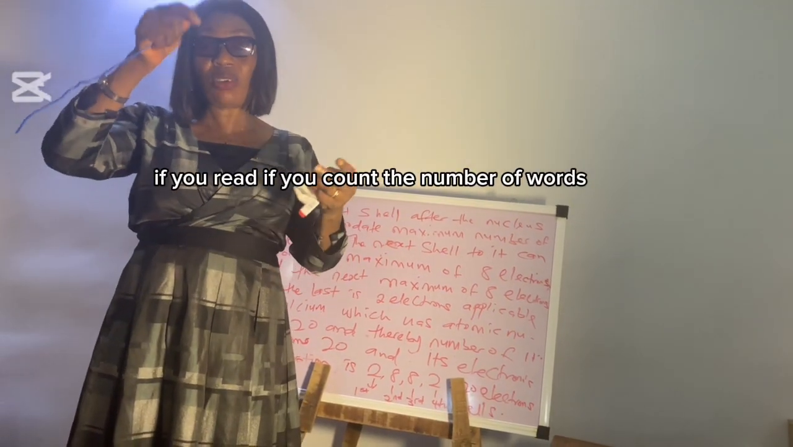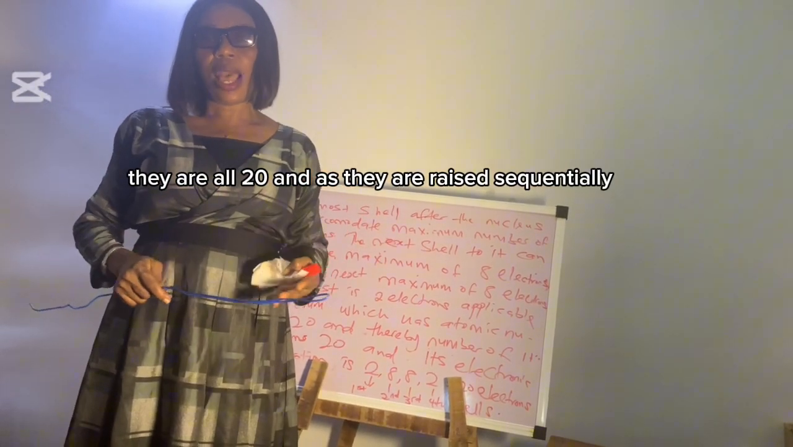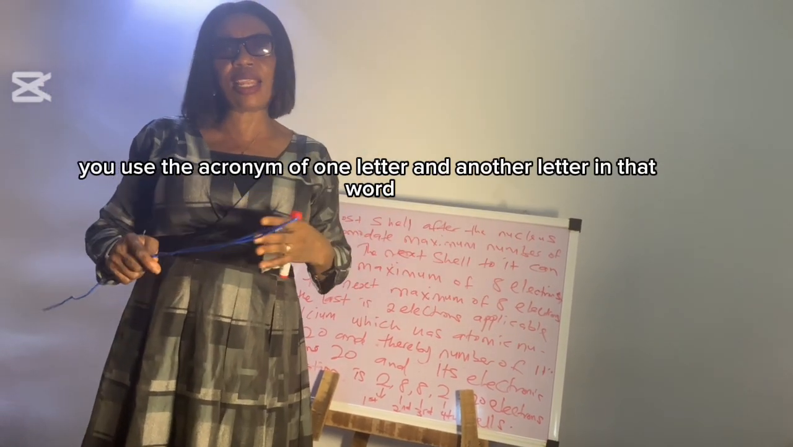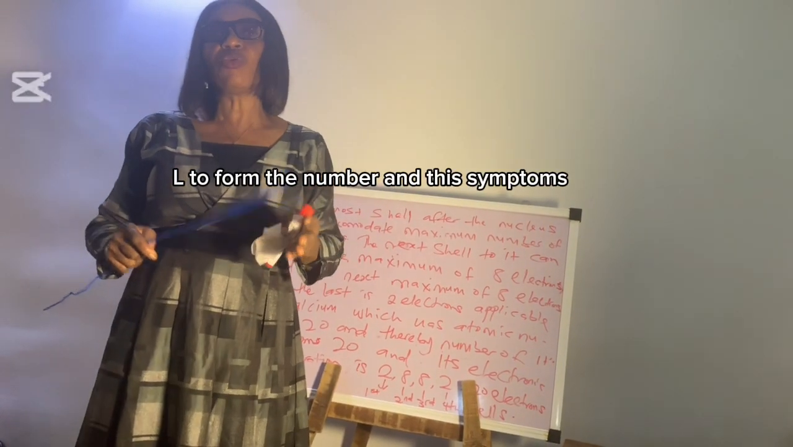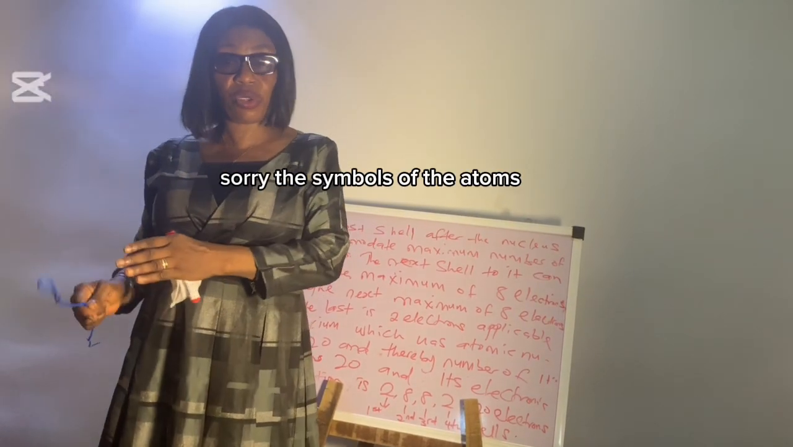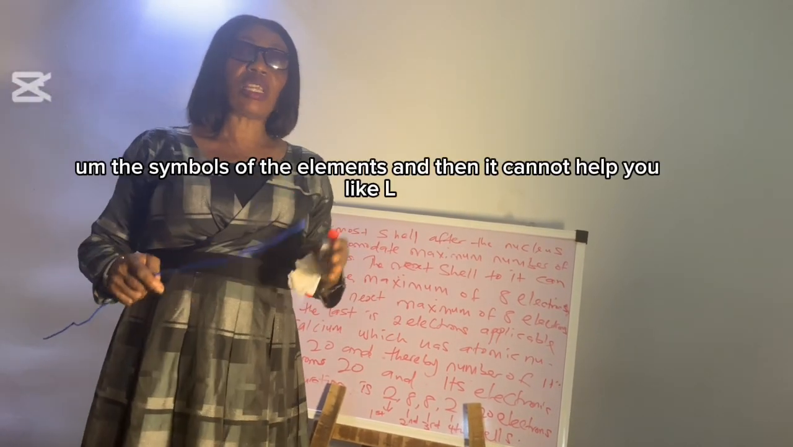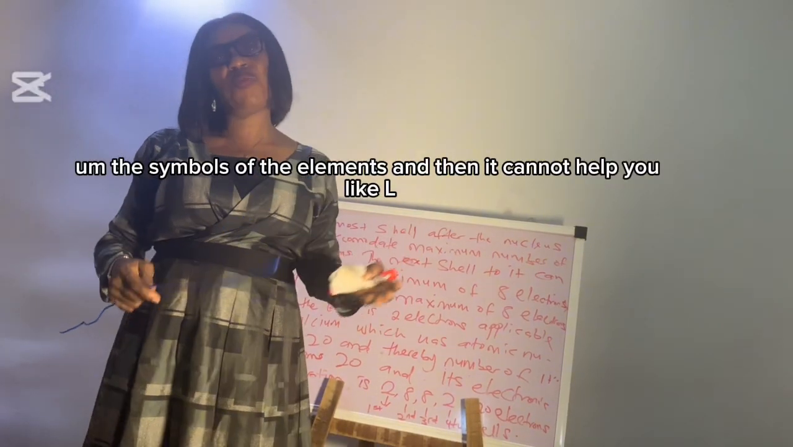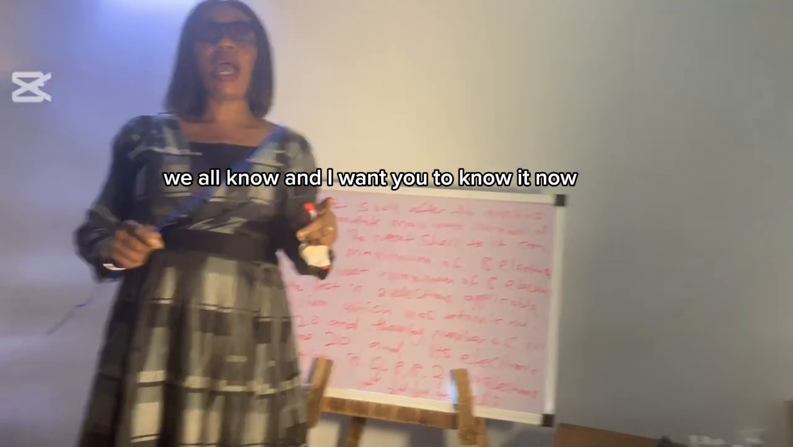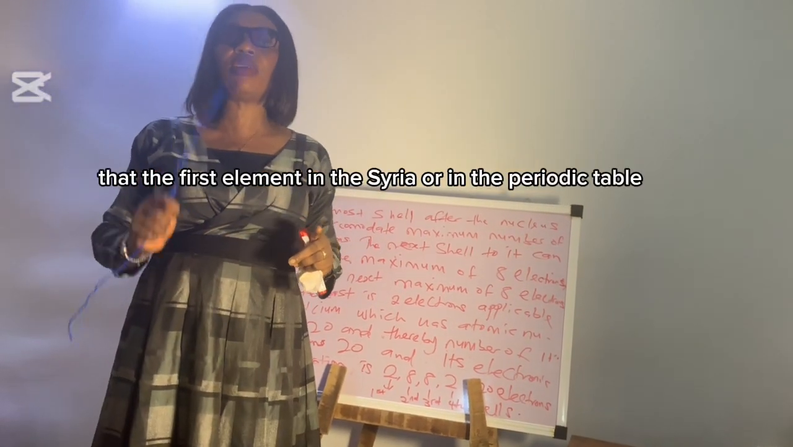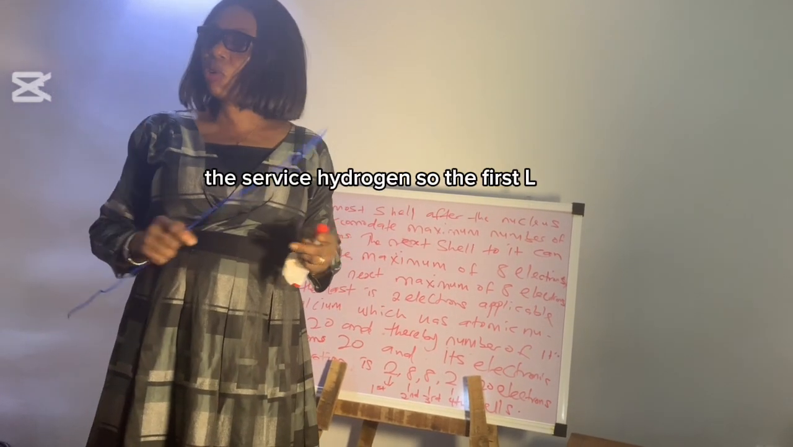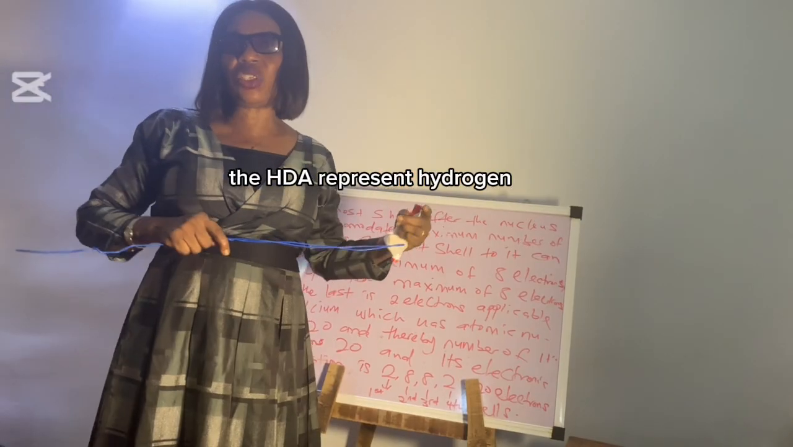If you count the number of words, they are all 20, and as they are arranged sequentially, that's the same way you use the acronym of one letter and another letter in that word to form the symbols of the elements, and it can help you. Like H, like I said last week, the first, we all know, and I want you to know it now and know it forever, that the first element in the periodic table is always hydrogen. So the first H there represents hydrogen.